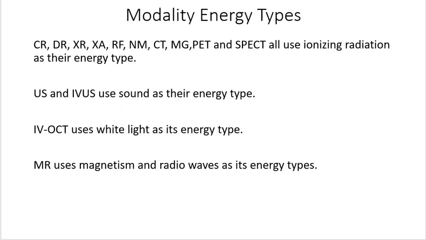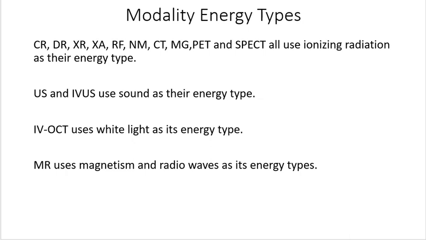PARCA also wants you to know what the energy types for the modalities are. So, CR, DR, XR, XA, RF, NM, CT, MG, PET, SPECT all use ionizing radiation as their energy type. They use it in different ways. For example, in CR and DR, X-ray comes out of the X-ray tube. It goes through the patient and into the detector.